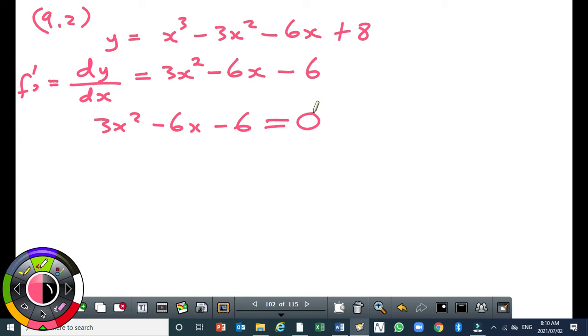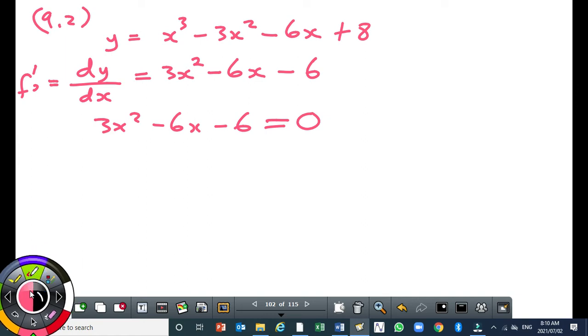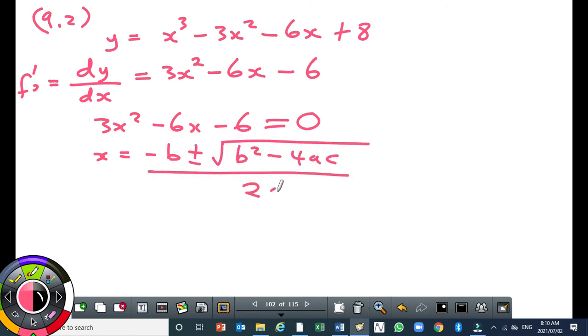Okay? If you can factorize and you have the confidence that you can factorize, then do so. But not all quadratic equations can be solved by factorization. This one, I doubt it can be solved by factorization. But let me use the quadratic formula. So if I use my quadratic formula, it will be x equal to minus b plus or minus the square root of b squared minus 4ac all over 2a.